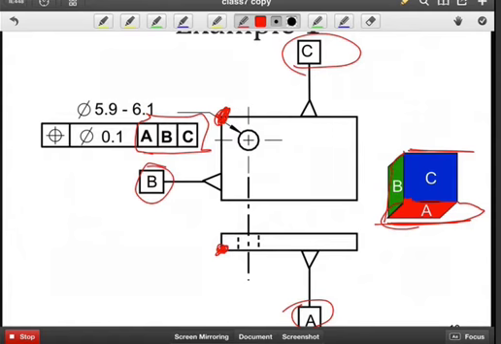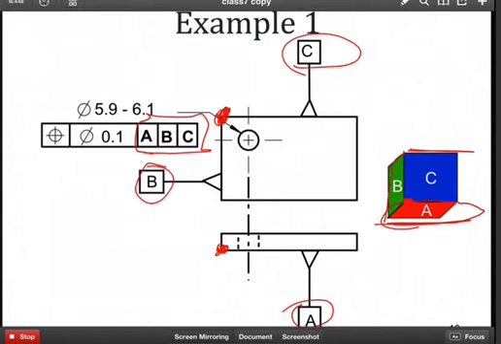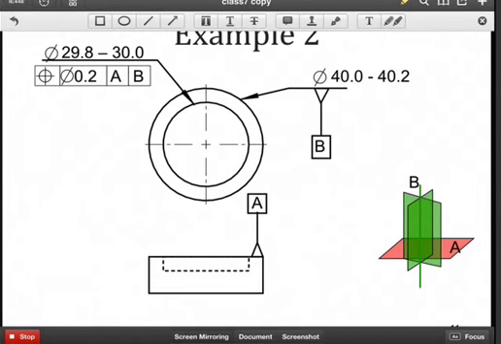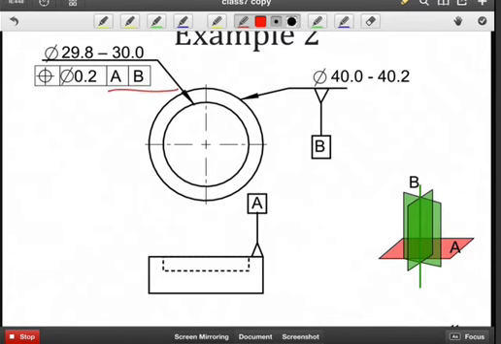So once you've identified your datum reference frame, then you can use that to control position and/or orientation. In example 2, again, we see that we have two datum references in the feature control frame. So what we'll do is construct A first.